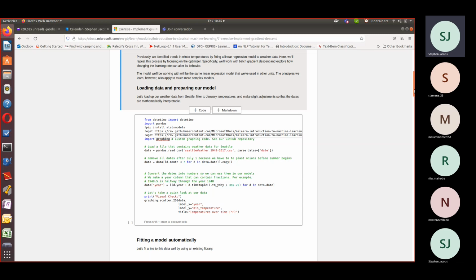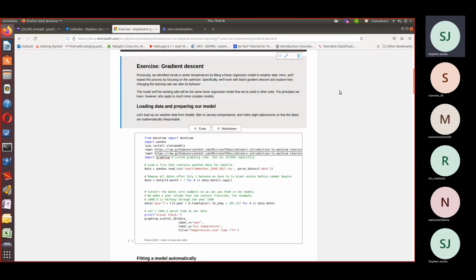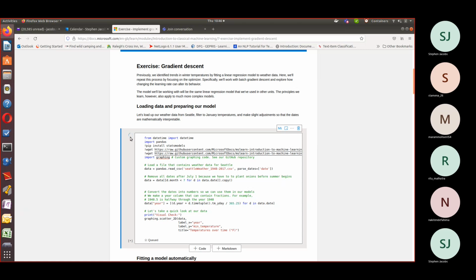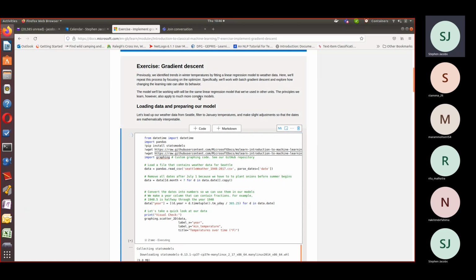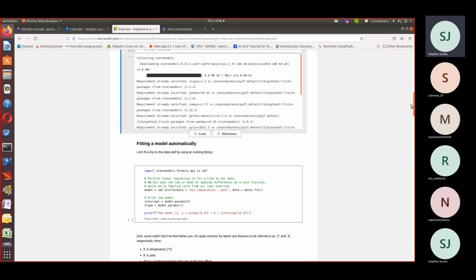So let's move on. We'll load up our weather data again, as usual. We'll filter it to January, as usual, and make the adjustments so that dates are mathematically interpretable, so we get a fractional version of the years. That's pretty much doing what we did before, but we'll have to run it again. Okay, so that's loaded our data and prepared our model ready to go.